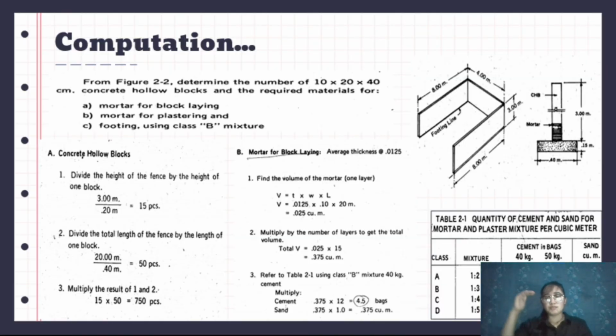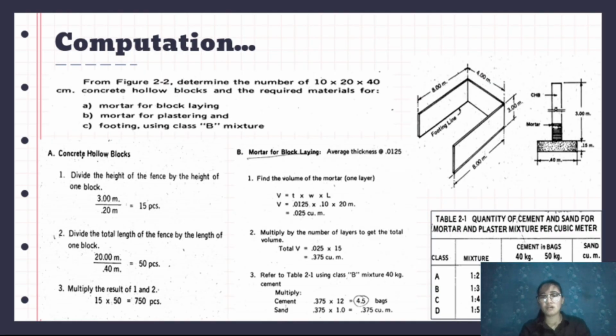Each layer, 15 pieces. Next is divide the total length of the fence by the length of one block. Since our total length for the fence is 20 meters, which is 8 plus 8 plus 4, divided by the length of our CHB, which is 40 centimeters or 0.40 meters, we have 50 pieces. So 15 pieces upward of CHB, then 50 pieces in length of CHB required in the given fence. We will just multiply the two to get the total pieces of hollow blocks we need, and the answer is 750 pieces.